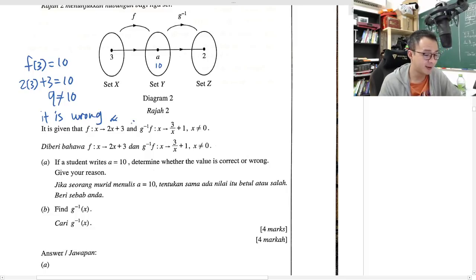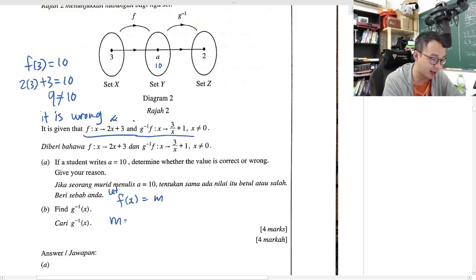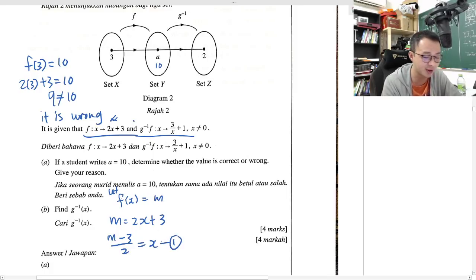Okay, then they ask you to find the G inverse. So in order to find the G inverse here, we have this equation, right? So what I'm doing here is I will let f(x) equal to m, and then from this equation I know m equals 2x plus 3, right? I will make x the subject. I will explain it later. If I make x the subject, (m minus 3) over 2 equals x. This is my first equation.